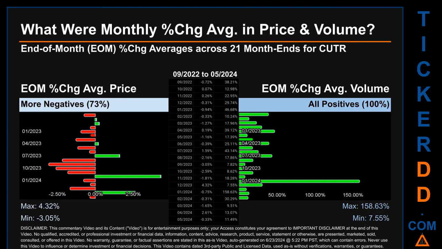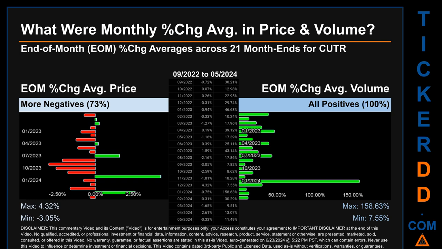What were end-of-month percentage change averages in price and volume for CUTR? The monthly average of percentage change in price and in volume were calculated for each of the 21 month ends. That calculation took daily percentage changes and averaged them for each given month. If a month end came out negative, then it means that the month summarily saw a negative change.